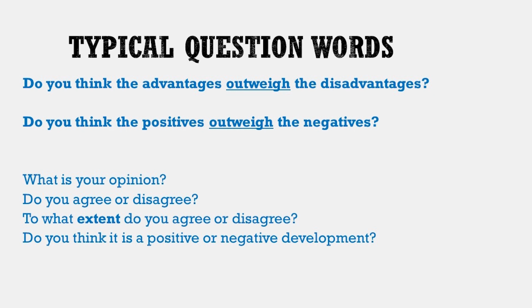Now, at the bottom of your screen, you can see some of the other kinds of opinion questions, the non-extent questions. Questions like, do you agree or disagree? What is your opinion? To what extent do you agree or disagree? Now, the big difference in these 2 types of questions is the ones that we're going to look at today, the extent questions, need to be responded to by addressing both the advantages and disadvantages or the positives and negatives. This is kind of indicated by the question. The question indicates that you should be covering both.